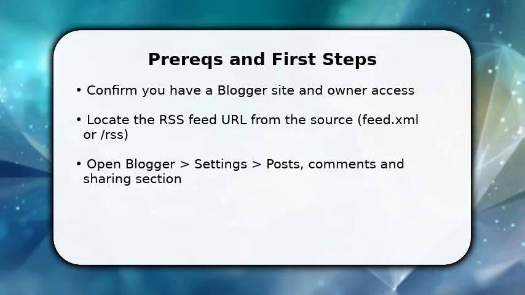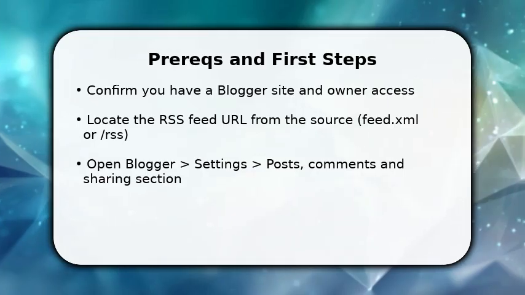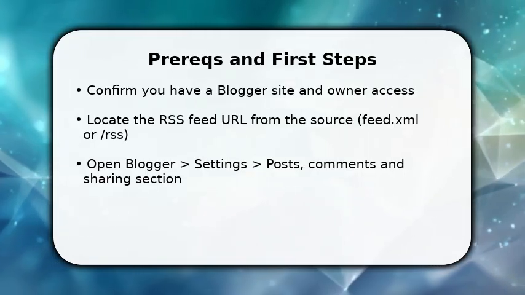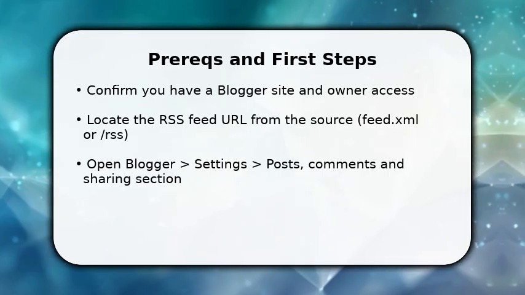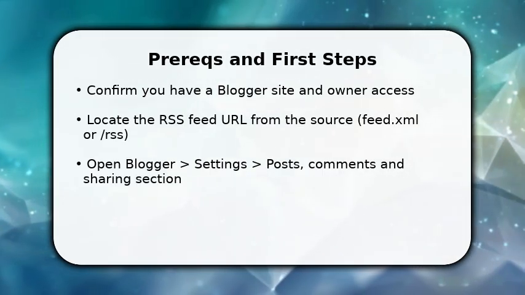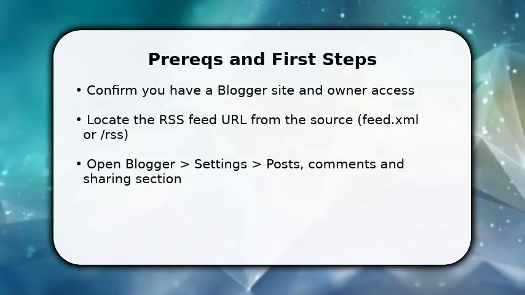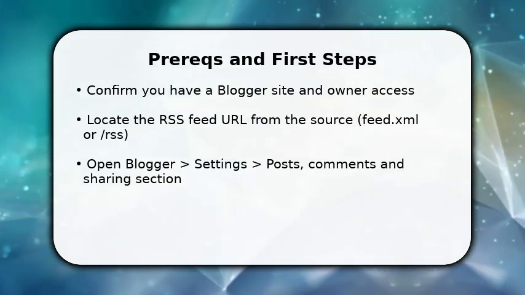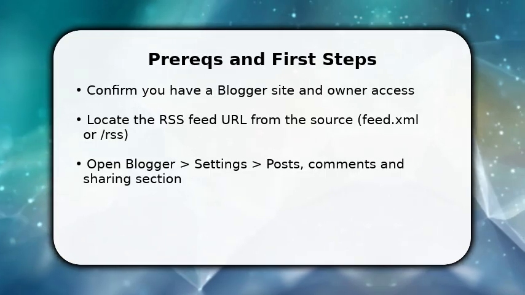You have what you need, a Blogger site and the RSS feed URL. First, verify the feed link works by opening it in a browser. You should see XML. Next, sign into Blogger and go straight to Settings, then to the section Handling Posts and Sharing. Once there, prepare to add or replace the existing feed URL.